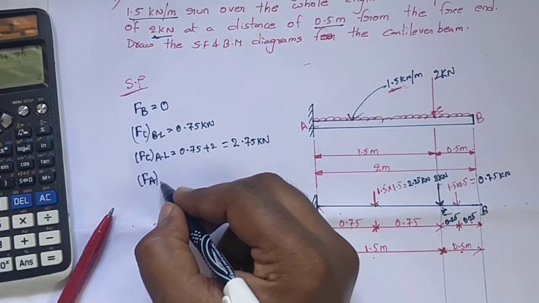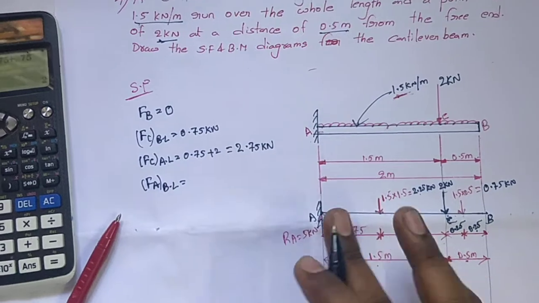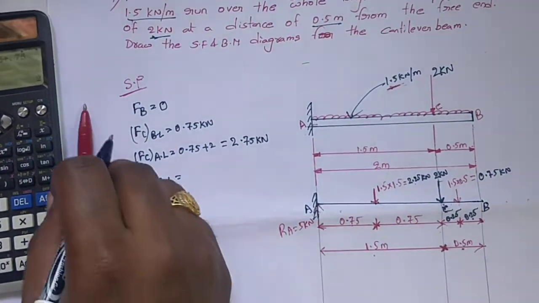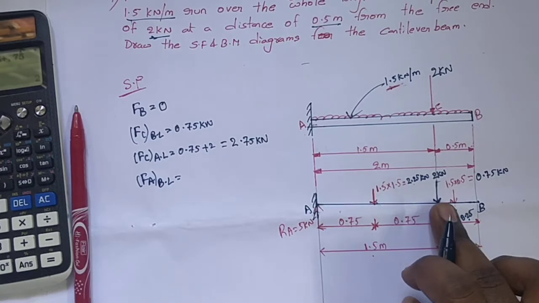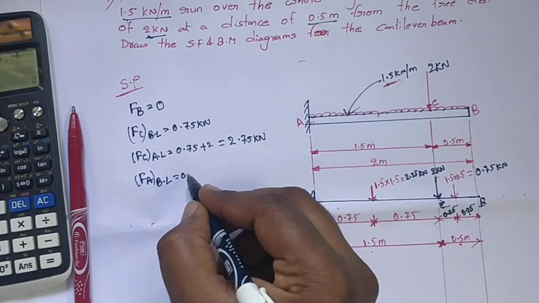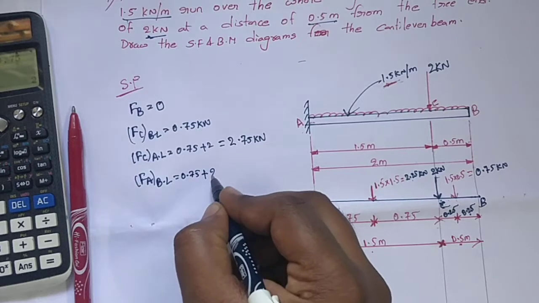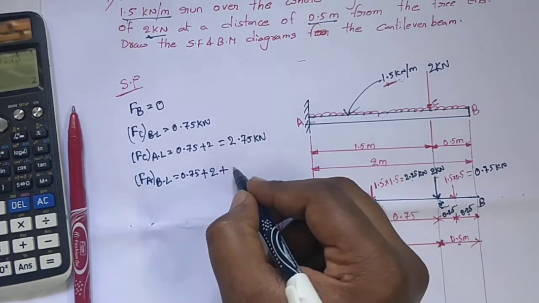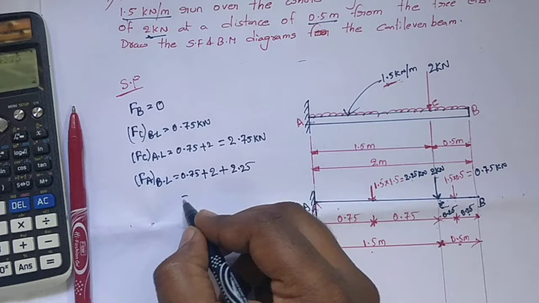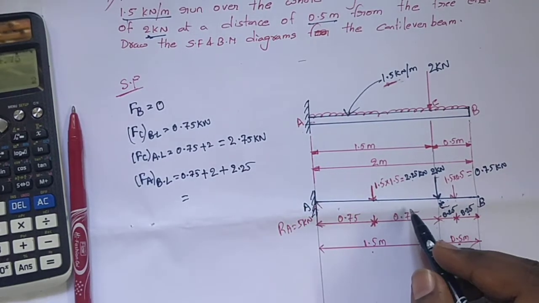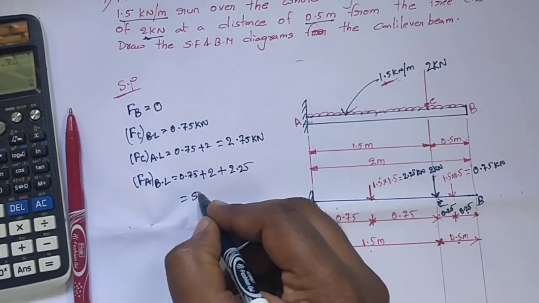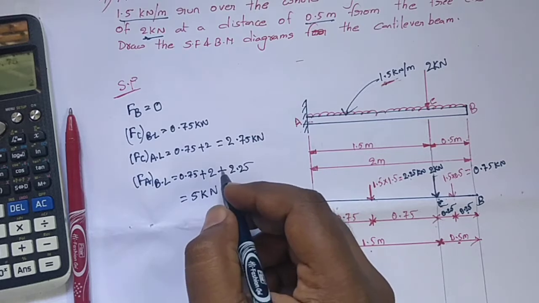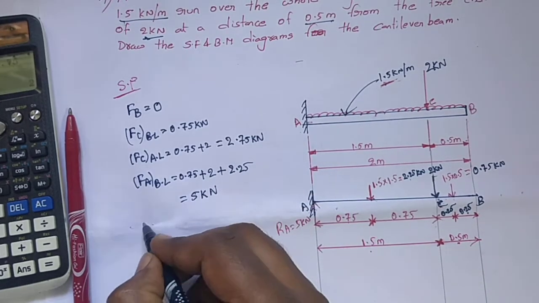Shear force at point A before load, that is, right side of point A, having a total of 3 loads: 2 UDL loads and 1 point load. Here 0.75 plus 2 plus 2.25 plus 2.25, the total load acting on the beam right side of A, that is 5 kilonewtons. Okay, it is the shear force at point A before load.